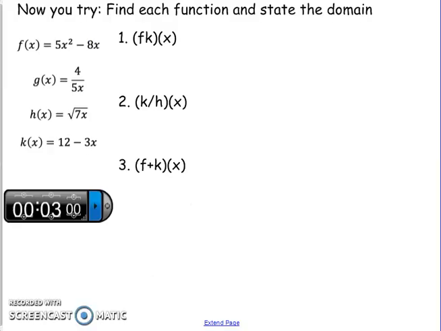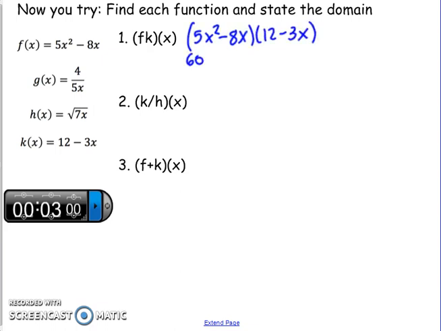So we just take away the equal to sign. Okay, so if we look at these, I'm just going to go through these a little bit quickly. So f times k of x, we're just going to multiply f and k together. So 5x squared minus 8x, and we're going to multiply that to the k. So that's 12 minus 3x. And then we're just going to FOIL this.